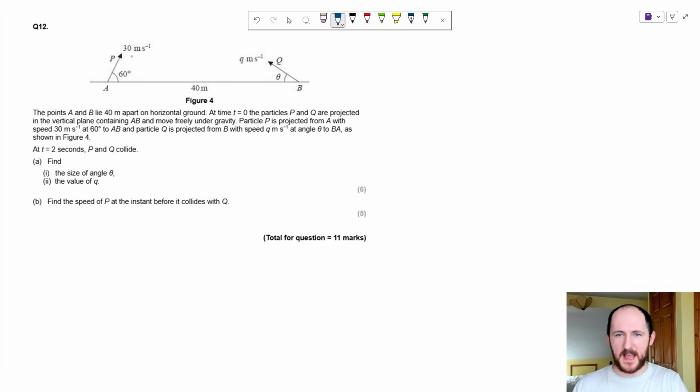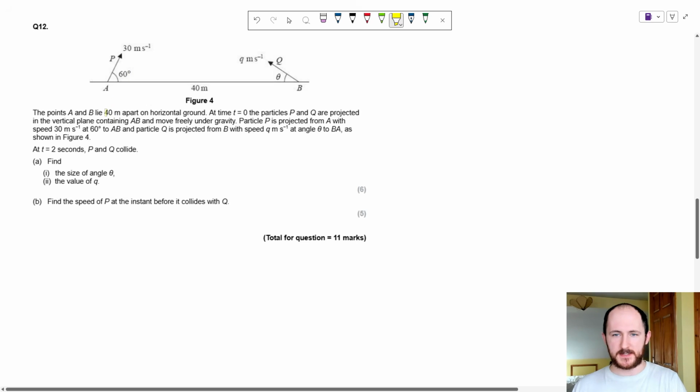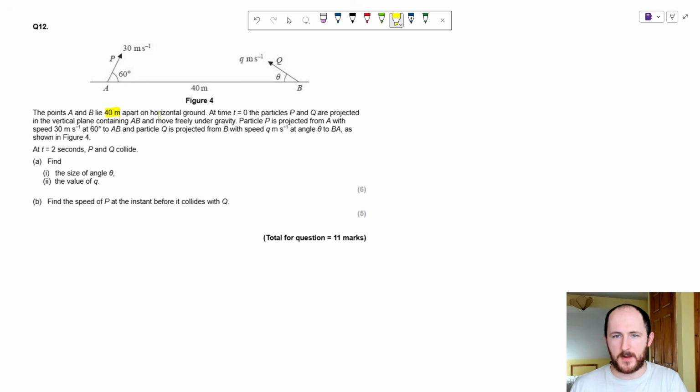But with this one, let's have a look. Points A and B lie 40 meters apart. Again, all of this information is kindly given to us on a diagram, so the exam boards aren't trying to torture us that much. P is projected from A with a speed of 30 meters per second at 60 degrees, and B has a speed of Q at an angle θ as shown. And at time t = 2, they collide.